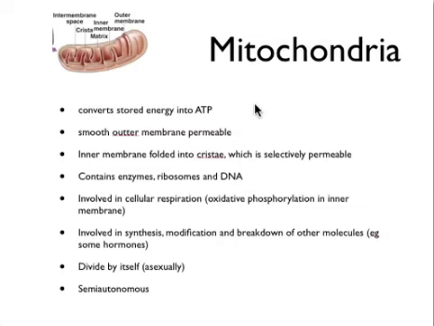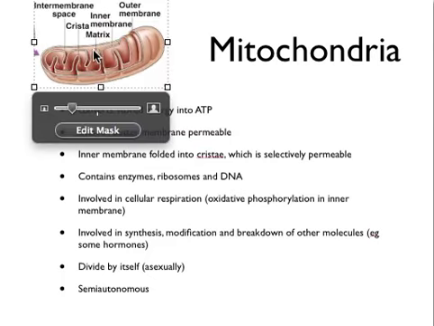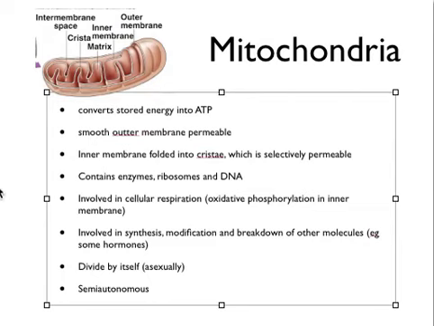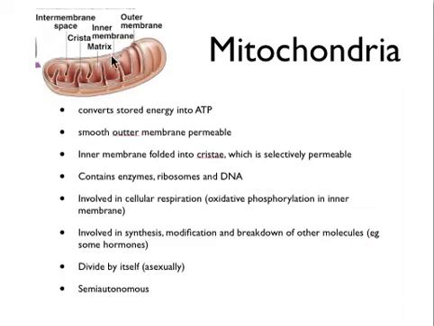Mitochondria. These convert stored energy into ATP. This is a picture of a mitochondria. Let me just enlarge this a little. It has a smooth outer membrane, which is permeable, and then it has the intermembrane space, which is a space between the outer membrane and the inner membrane, and the inner membrane folds in, forming cristae, which is selectively permeable.